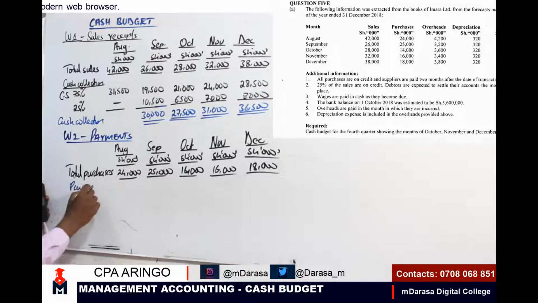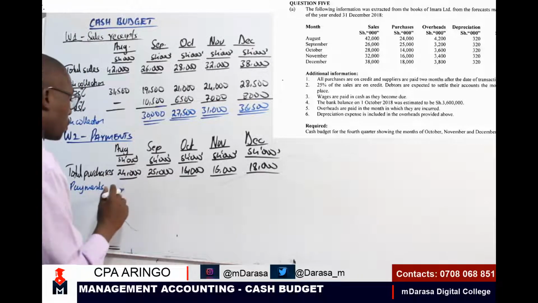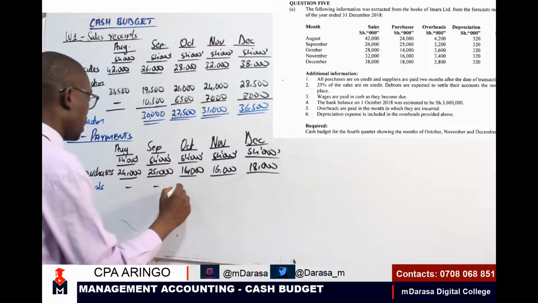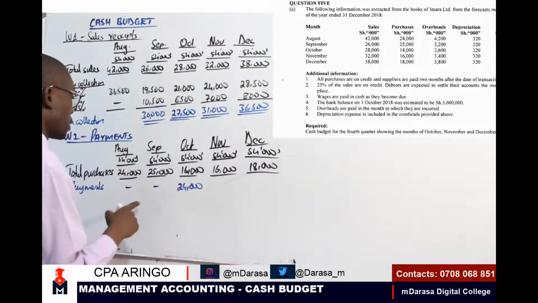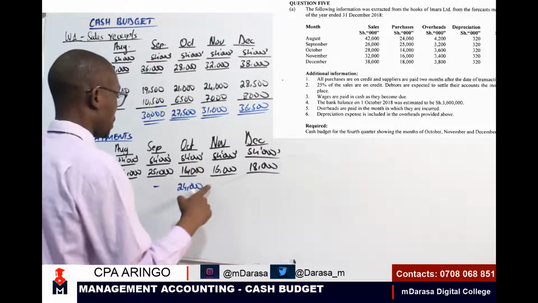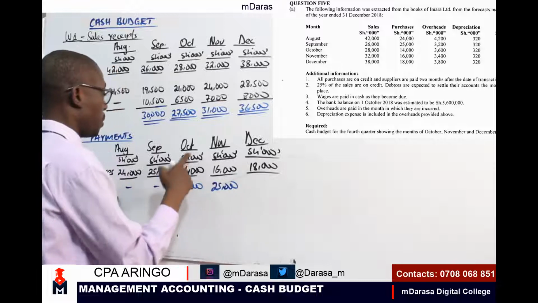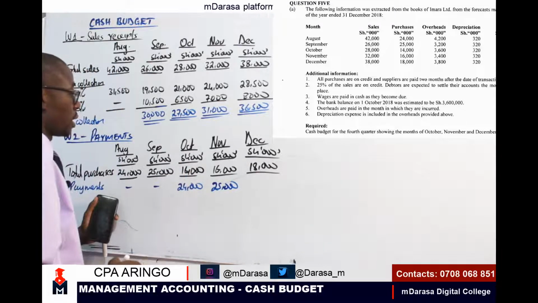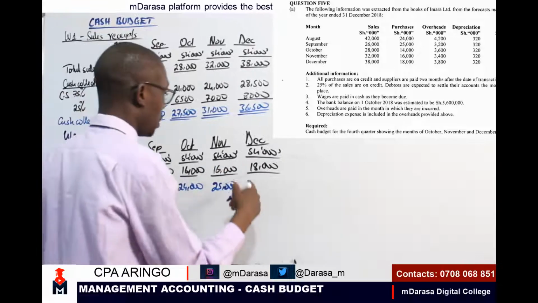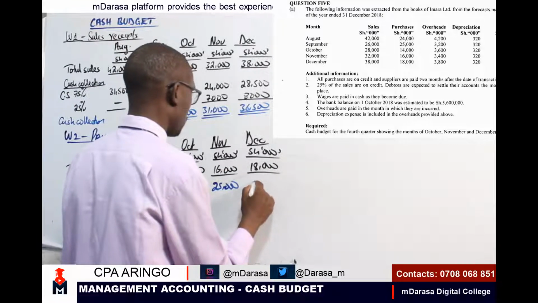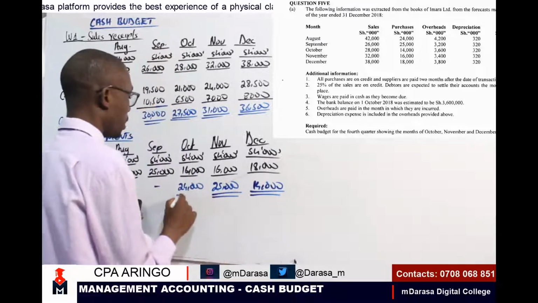Payments, I'm doing it after 2 months. So that is to say, the payments for August, which is 24,000, I'm going to make in the month of October, 24,000. Payments for September, I'm going to make when? In November, which is 25,000. As well as payments for October, we are going to make them in the month of December, which is 14,000.